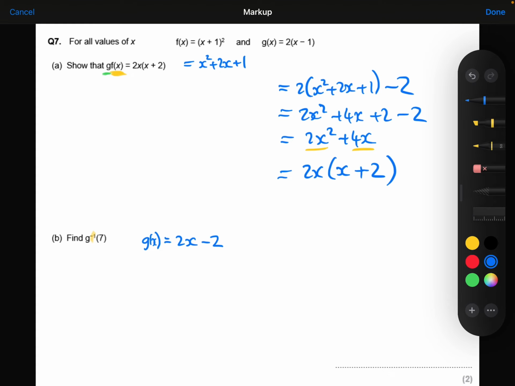So g of x says to times by 2 and then subtract 2. So the inverse of that will be to add 2 and then divide by 2. So if we substitute 7 into that, 7 plus 2 is 9. 9 over 2 is 4.5.